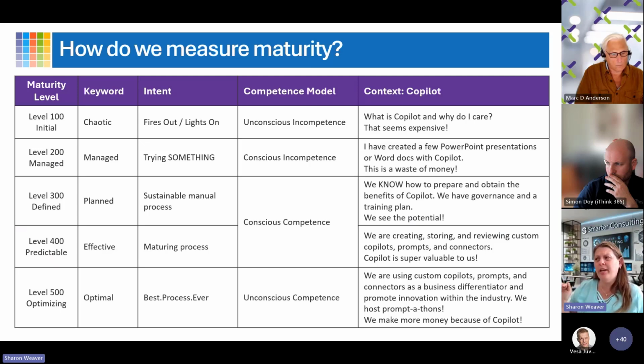At level 200, maybe things are under control a little bit. We know what's going on. We're willing to kind of look at things. So maybe I'm going to try it. We're going to spend a little money, maybe have a few people try it. We have no plan. We're just going to turn it on for a few people and see how it goes. So maybe we turn it on, create a few PowerPoint presentations. Maybe I made some Word docs. I mean, it's all right.